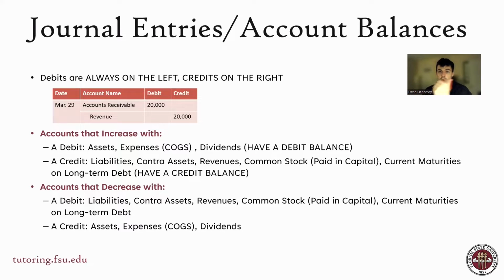If we increase an asset, what do we do? Decrease an asset, what do we do? If we increase equity, what do we do? If we decrease equity, what do we do? So with the debit, we increase assets, expenses, such as cost of goods sold, and dividends.